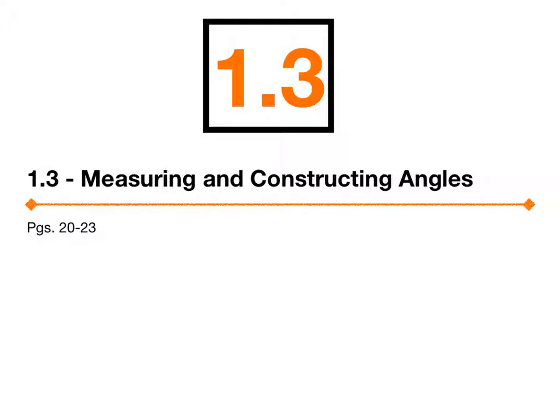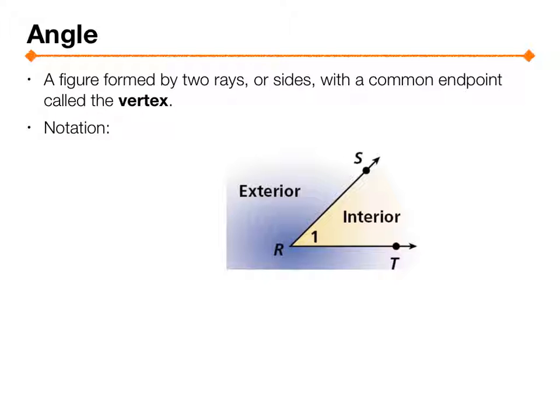Okay, so 1.3 is measuring and constructing angles. An angle is a figure formed by two rays or sides with a common endpoint called the vertex. So in this picture, we have ray RS and ray RT, and they form an angle right here, this angle. R would be the vertex because it's the common endpoint.